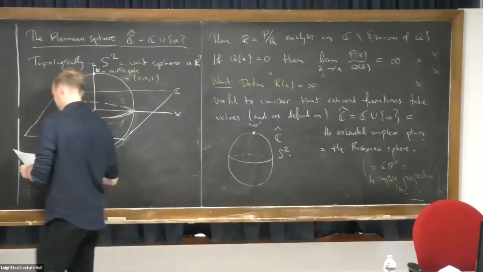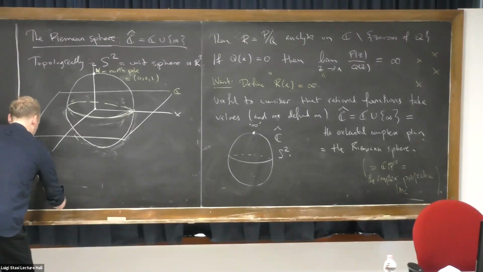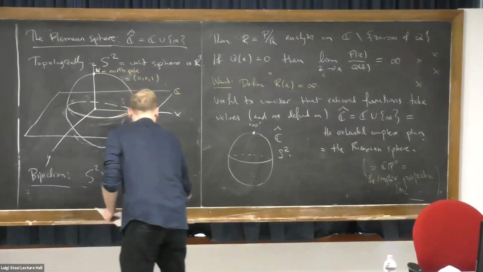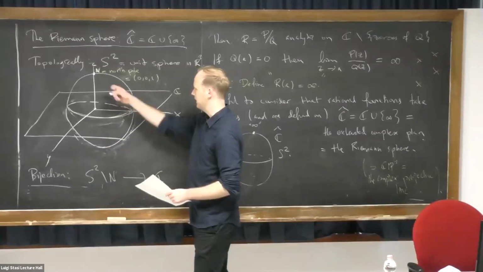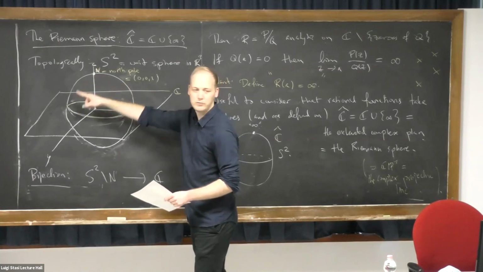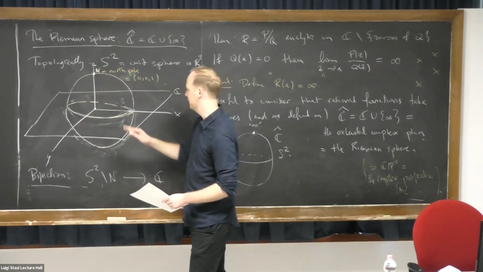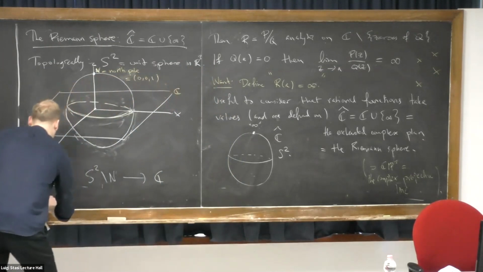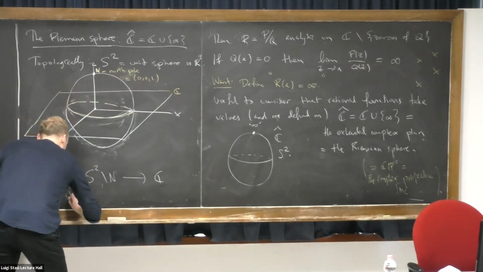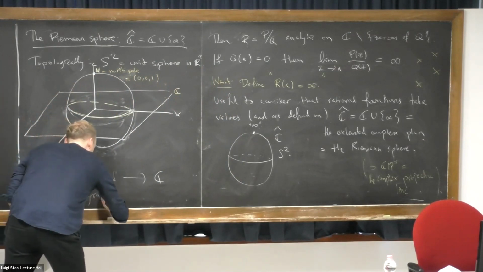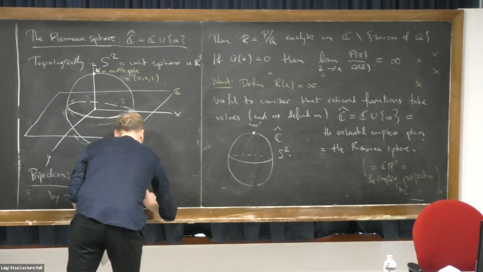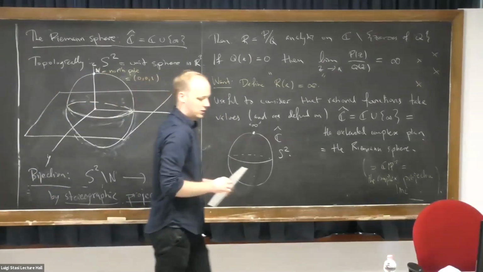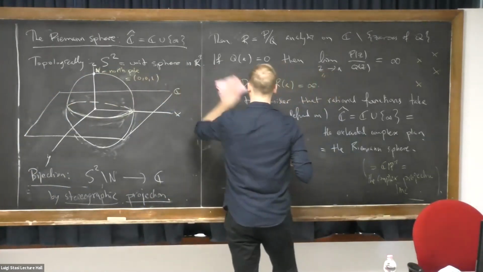So now we have a bijection from S2 minus, so if I take away this point N and look at all the rest of the sphere, just minus this one point, then there is a bijection naturally between this and the complex plane here, which is given by what is called stereographic projection. Okay, so let me tell you what this is.